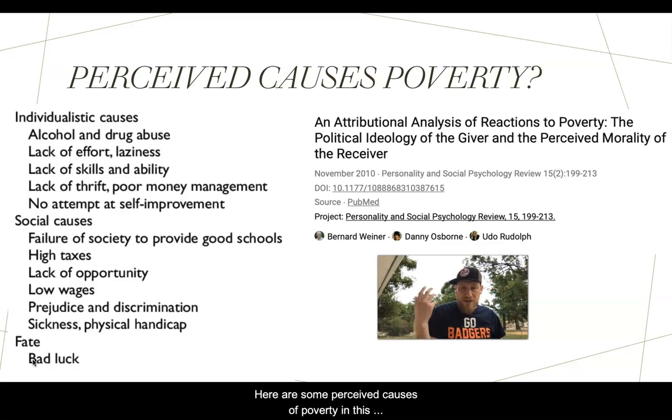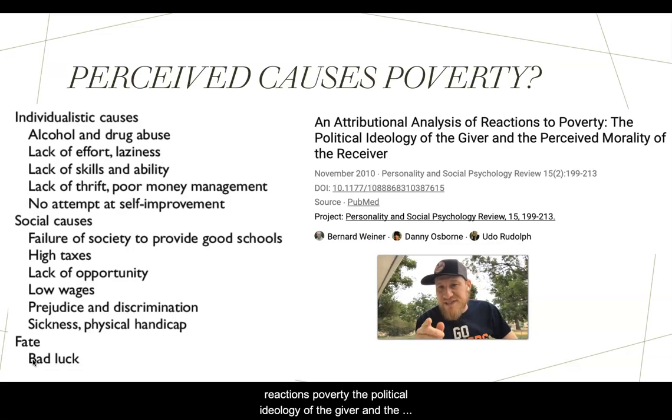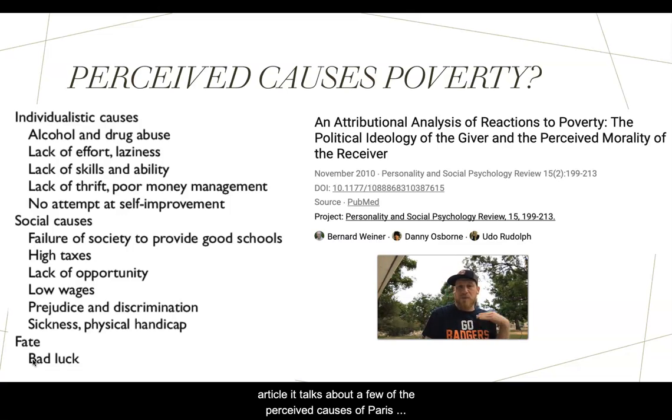So here are some perceived causes of poverty, and this comes from an article titled An Attributional Analysis of Reactions to Poverty, the Political Ideology of the Giver, and the Perceived Morality of the Receiver. Basically, in this article, it talks about a few of the perceived causes of poverty. This is what people think causes poverty, and they're not far off, but some of these things are a little off. So individualistic causes like alcohol and drug abuse very easily can cause poverty.